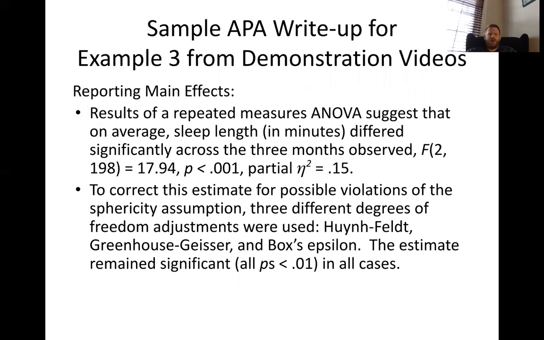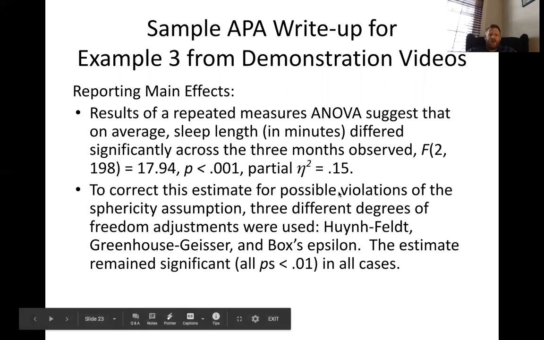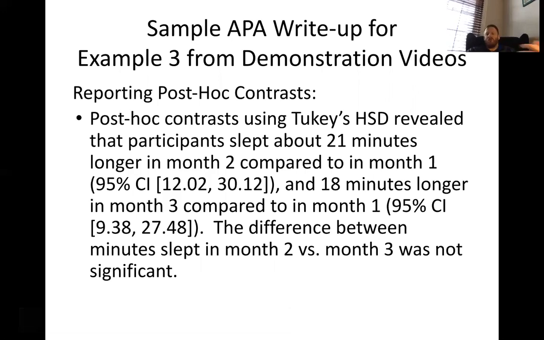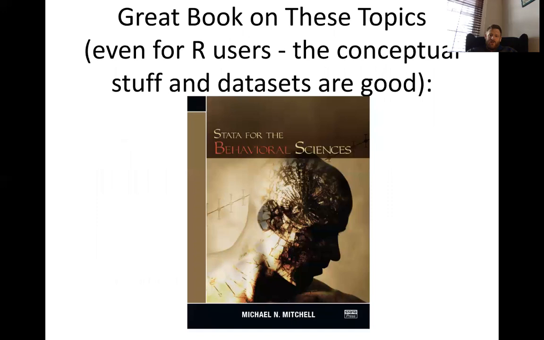Just like in part one, I included a sample APA write-up for these repeated measures ANOVA models. They get a little trickier because you have to talk about how to correct for the violations of assumptions, which are down here. But the write-up is again pretty similar to a lot of ANOVA-style write-ups. And then of course you can do post hoc contrasts in ANOVAs. You can compare groups and see if the differences were significant. So that all connects to the example on sleep that I go over in the demonstration video.